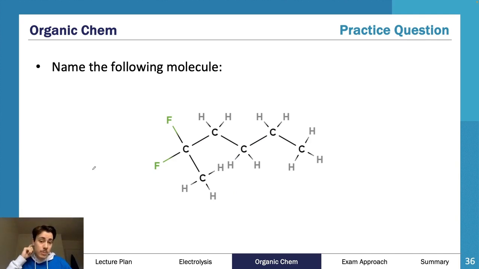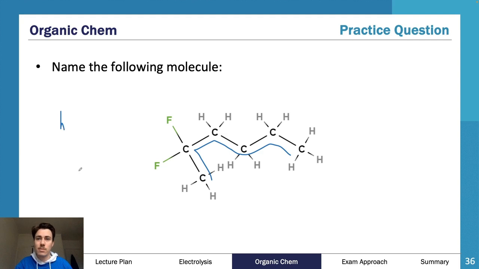Again, I want you to pause. 3, 2, 1. Have a go at naming this molecule. And hopefully you are back and you've had a go at this question. So again, longest chain. 1, 2, 3, 4, 5, 6. All right, I've got 6. So this is going to be hex.